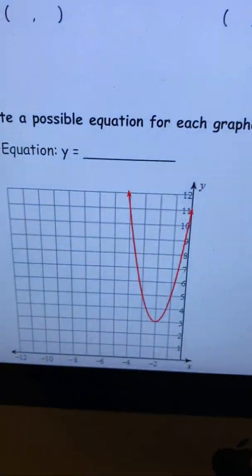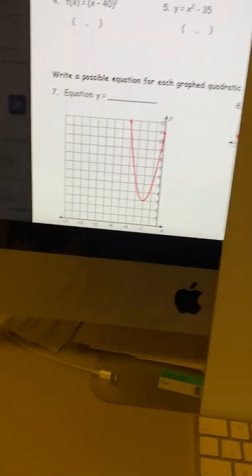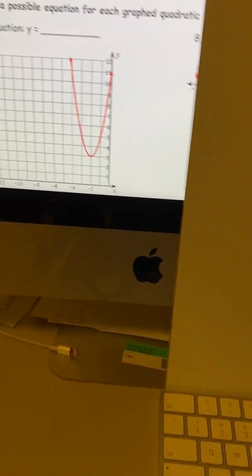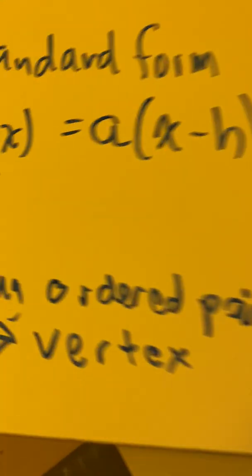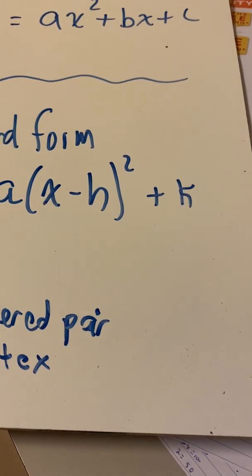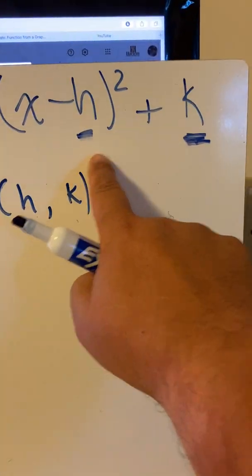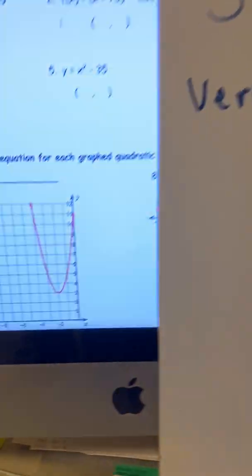And we're going to go to this equation right here. It wants us to write a possible equation. I don't want the possible equation. I want the equation for this problem right here. We know that our formula, f of x or y, is equal to a times the quantity of x minus h squared plus k. We know that h and k, that's the vertex. The vertex is h, k. Well, let's look at our graph.